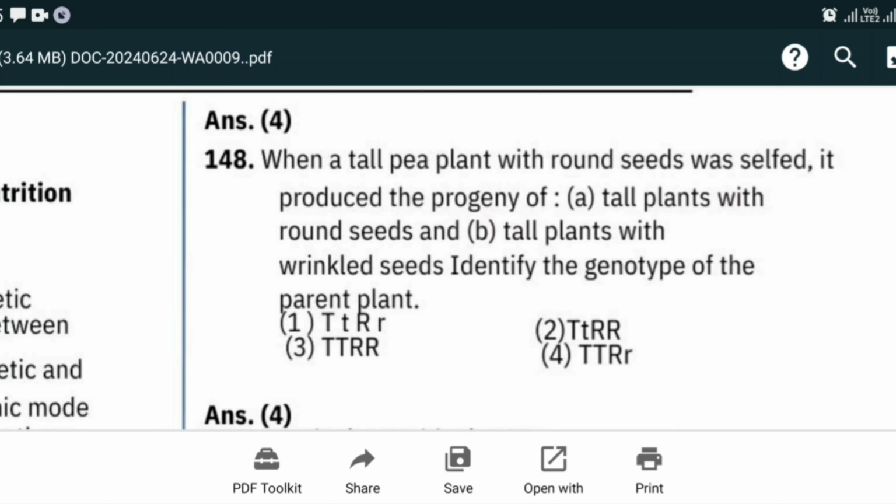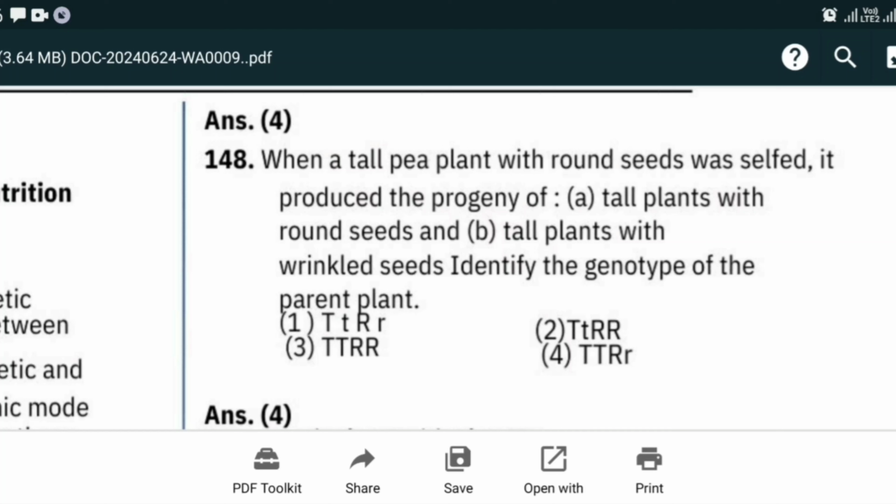So let us check the first one. Capital T small t, capital R small r. Here capital T small t is not the condition, because in A and B they are not telling about dwarf plants. So parents must be homozygous tall, not heterozygous tall. Then capital R small r, that is the correct one. But capital T small t is wrong, so that's why the first option is wrong. Second option, capital T small t, again there is no heterozygous tall, because in progeny A and B there are no dwarf plants, only tall plants. So capital T small t is the wrong pair. Then capital R capital R is again wrong, because in one of the progeny wrinkled seeds is present. So the second option is wrong.